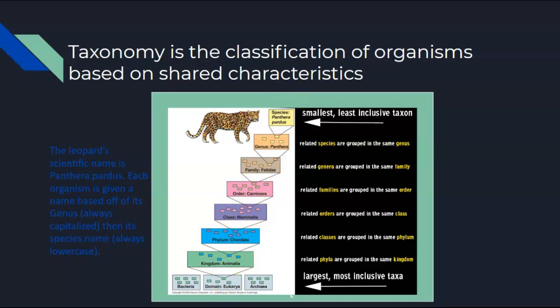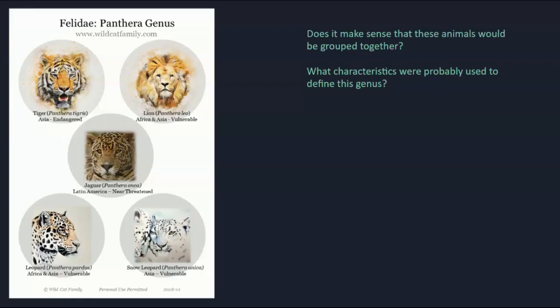Every single organism has a scientific name, and that name is based off of the genus and the species. For example, right here, the panther's name is Panthera pardus, and every single species has a different name. So, genus, species. That's how they are named.